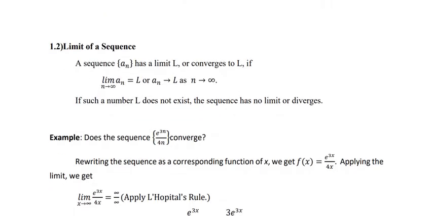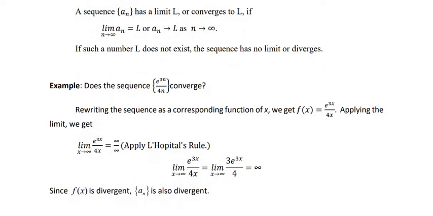One important idea which we'll need is the limit of a sequence. A sequence has a limit L, or converges to L, if the limit as n tends to infinity of an equals L. Or, in other words, an tends to L as n tends to infinity. If such a number does not exist, the sequence has no limit, or the sequence diverges.